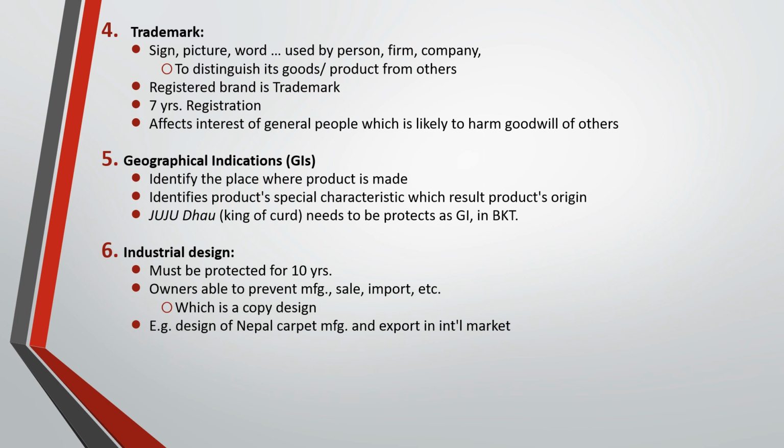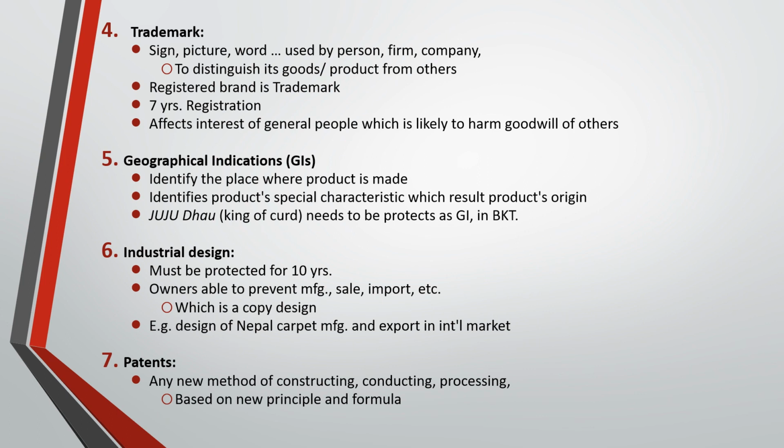Next we have industrial design. It must be protected for 10 years. Owners will be able to prevent the manufacturing, sale and import, etc., of copied designs. Example, design of Nepali carpet manufacturing and export in the international market. Next we have patent. Any new method of constructing, conducting and processing that is based on a new principle and formula. So that's it for part 1.